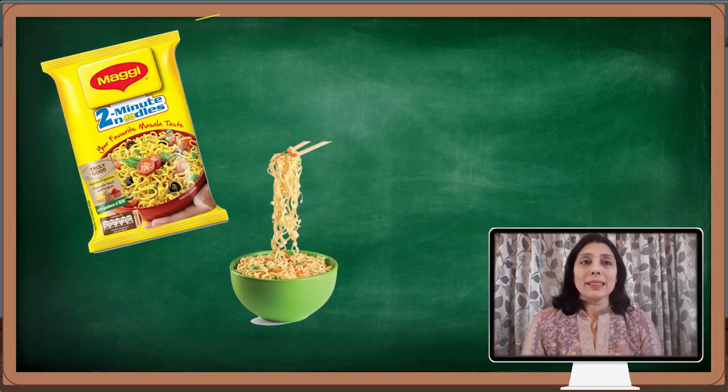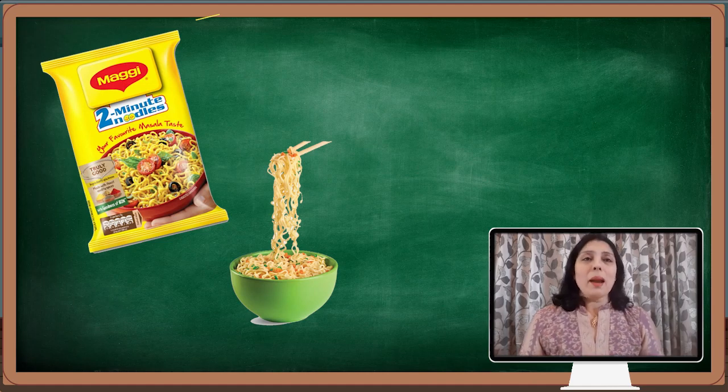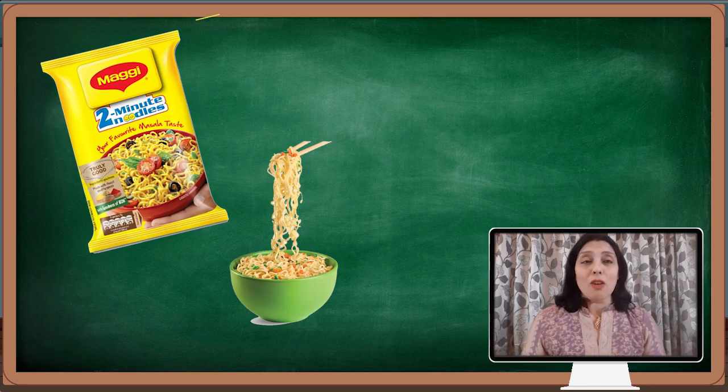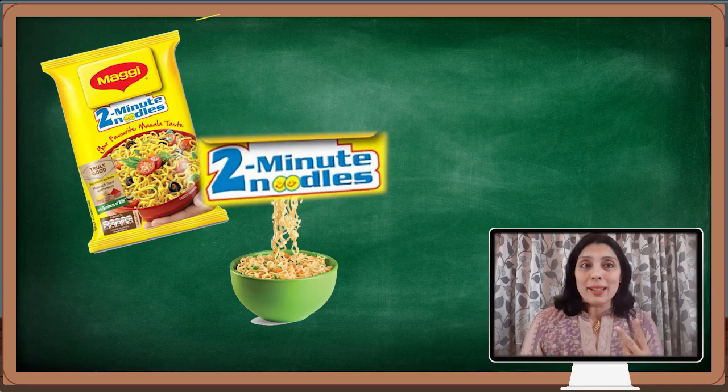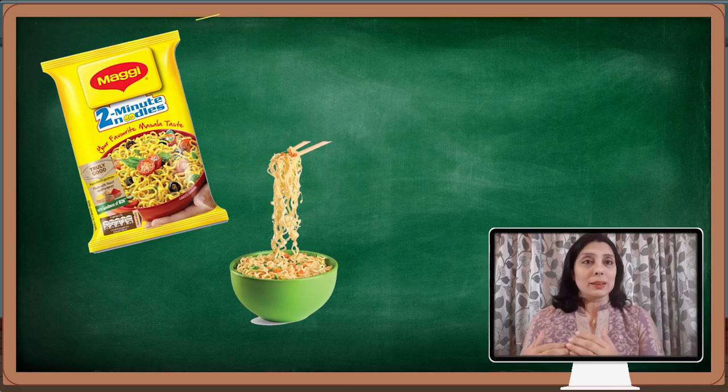So here I have come up with a concept. Now we all love Maggie. It's the favorite food. Everyone loves to eat Maggie. And Maggie has come up with a very good and an instant technique of making noodles in just 2 minutes, right? So whatever preparations it has to do, whatever raw material is required, that all has been pre-processed.